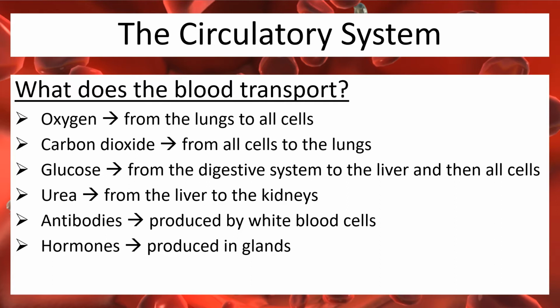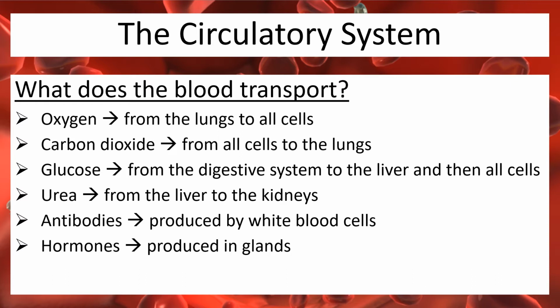Urea then, another waste product, comes from the liver to the kidneys, and we look at urea in a bit more detail again in another unit. But if we're breaking down protein, then part of the waste product is urea. We need to get rid of it, so it's broken down in the liver and then sent to the kidneys.